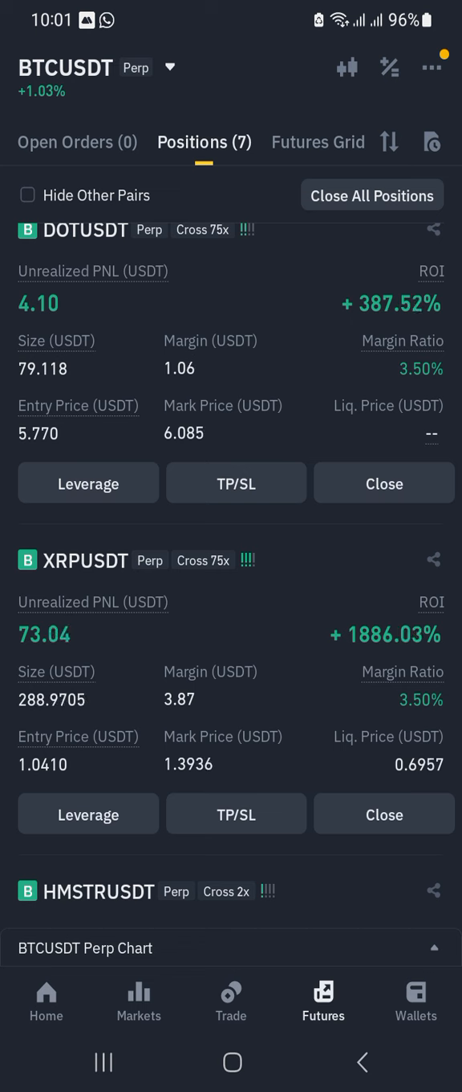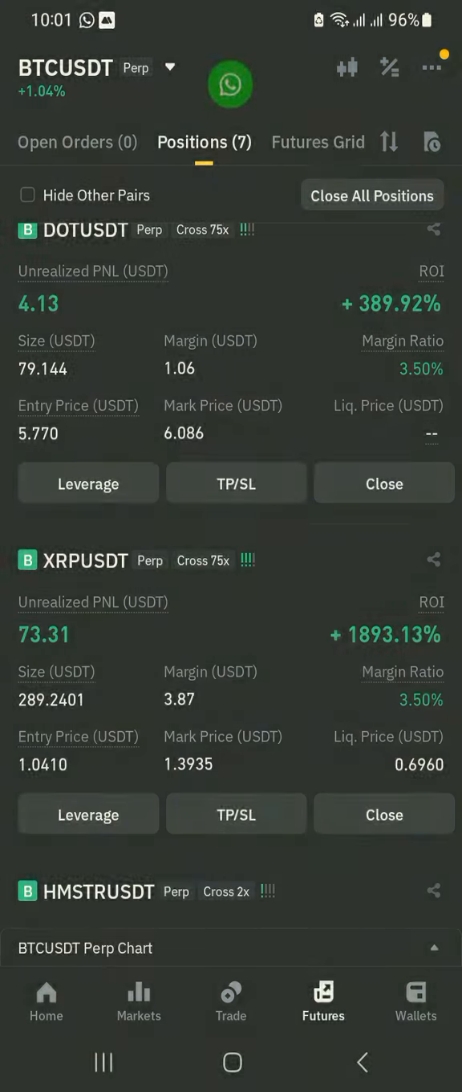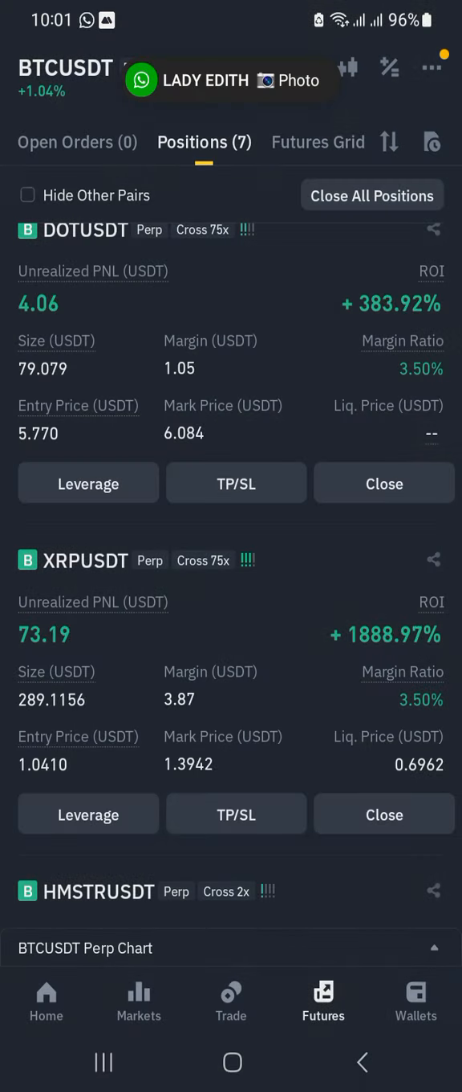So on this interface, you can actually see the margin ratio just below the ROI, the value there. Look down there. And what is this? What is the name? Margin ratio, right? Now this is the percentage that shows how close your position is to liquidation, right?